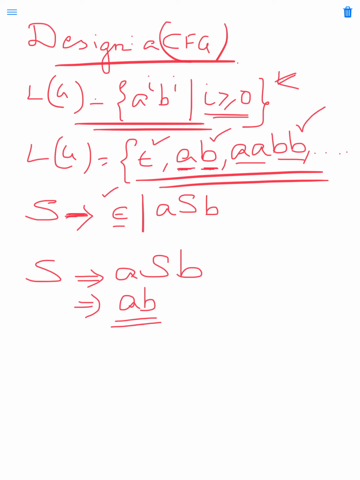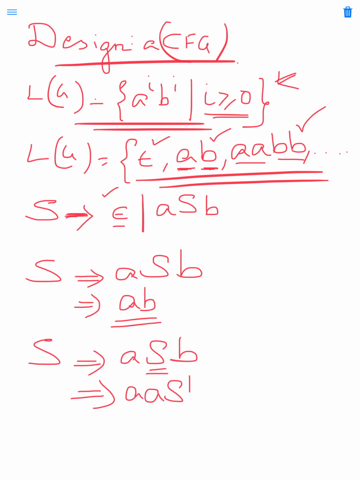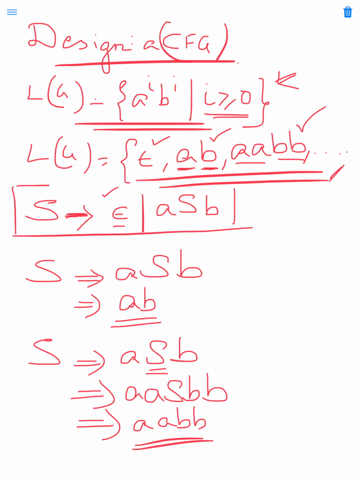Now if I need to get AABB, then S derives aSb. Again, this S will be replaced with aSb alone. And S gives epsilon, you will be getting AABB. So in this way, you will be able to derive the strings from the grammar. So the grammar generated for this language will be this one.